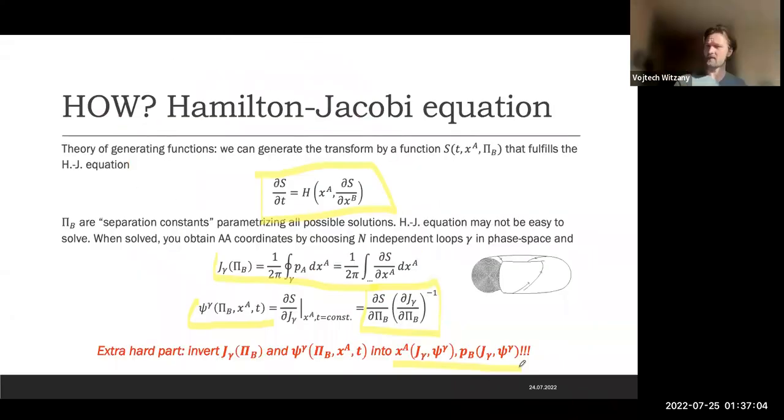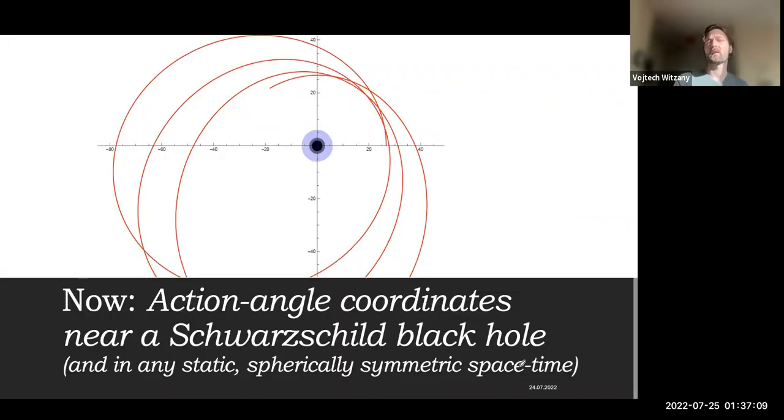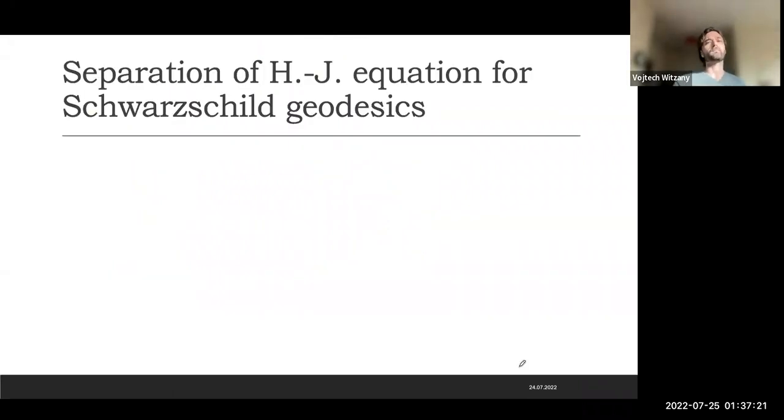So that's the basic general construction that you have there. And I will now talk about how to do this in Schwarzschild spacetime, right? How to get all these steps in closed form in Schwarzschild spacetime. So you start with the Hamiltonian for Schwarzschild geodesics.